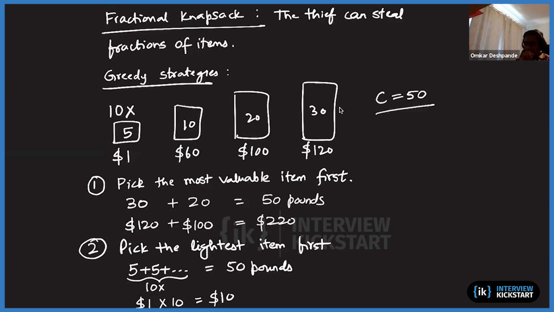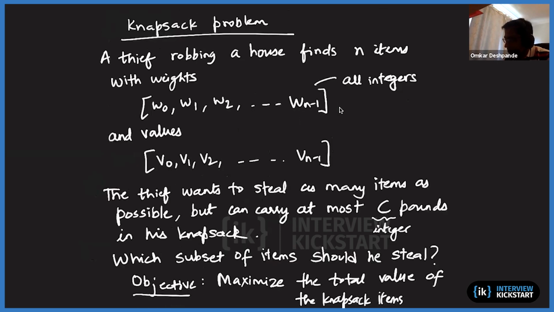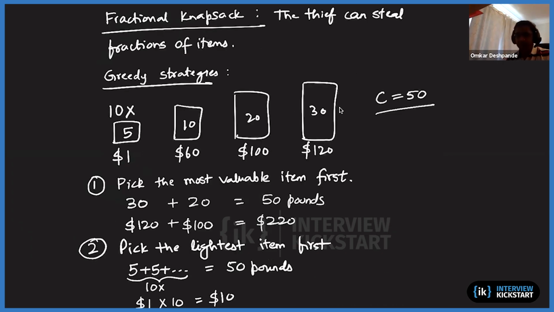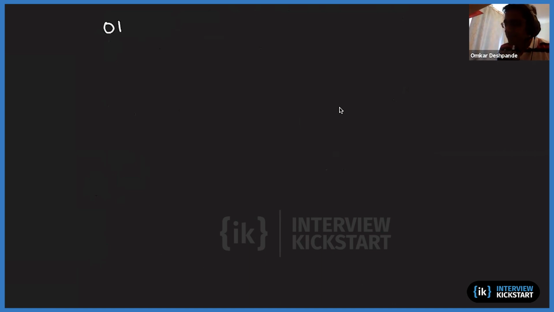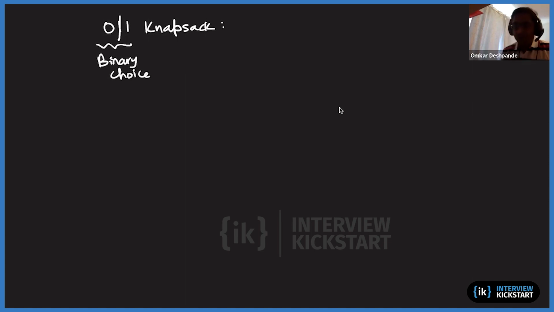Now the question is, is this really the best strategy? If the problem had been another version of the knapsack problem, it's called the 0-1 knapsack. The 0-1 just means that you have a binary choice. Either you pick an item or you leave it completely out. Either take the item or leave it behind.